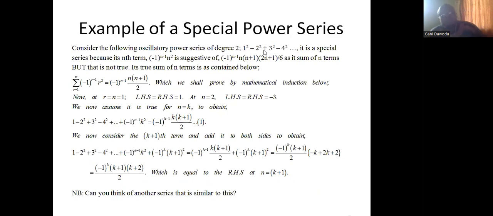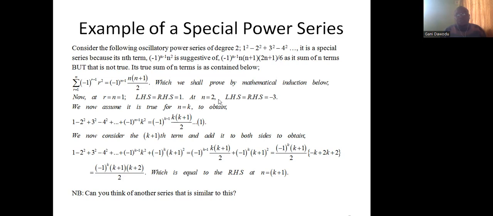There's a special power series. This is the series. It's an oscillatory series. Just positive, negative, positive, oscillatory. But what is interesting about this series is that this is its n term. n is squared. If n is squared, then the corresponding sum would have been n times (n plus 1) times (2n plus 1) over 6. But this does not work for the sum of this series. That's why it's a special series anyway. This is the sum that works for it.